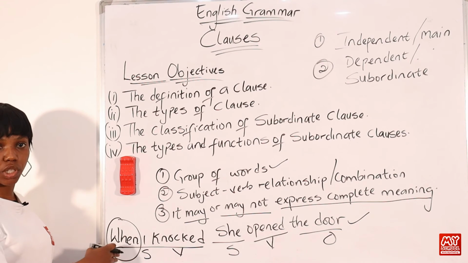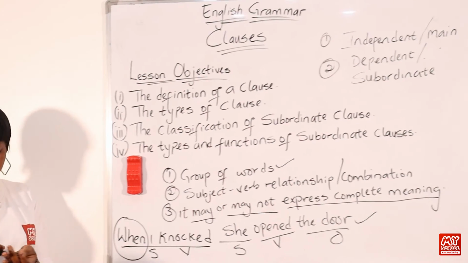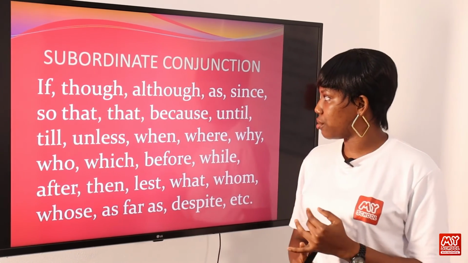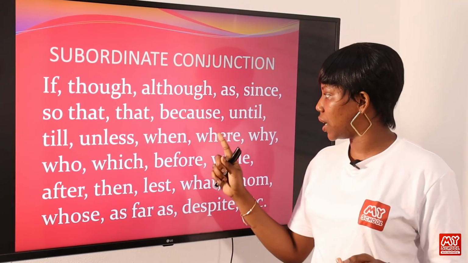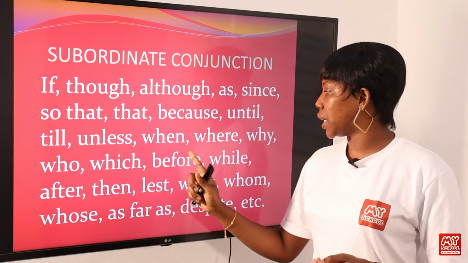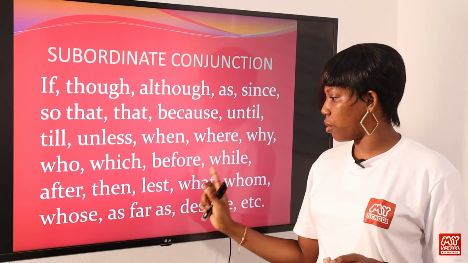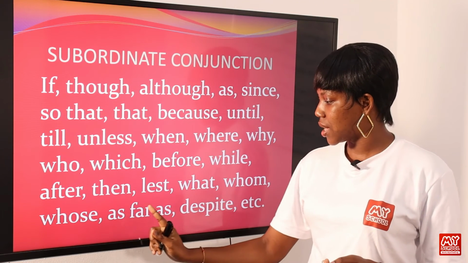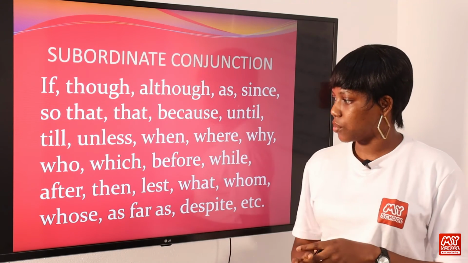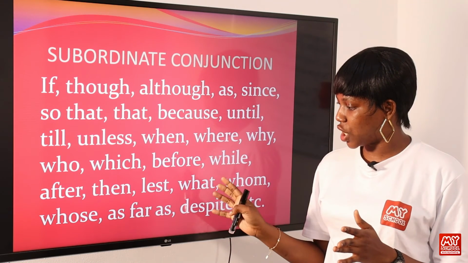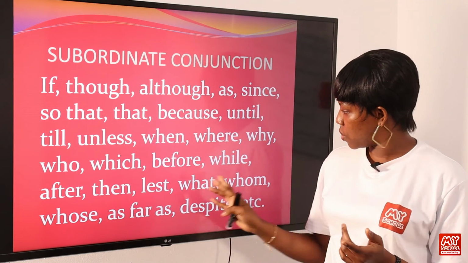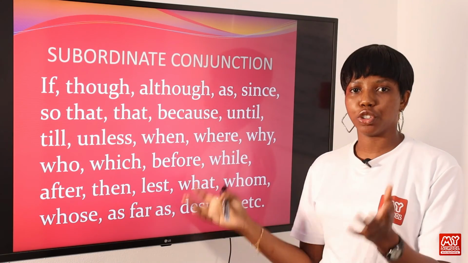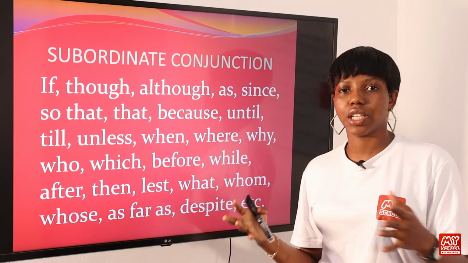Let's take more examples of subordinate conjunction by moving to the visual. So we have more examples here. We have if, though, as, since, so that, because, until, till, unless, when, where, why, who, which, before, while, after, then, lest, what, whom, whose, as far as, despite, and so on. Okay, you can see that this is a combination of relative pronouns such as whom, who, whose, we have a combination of relative pronouns and conjunctions. So these are called subordinate conjunctions under the clauses.